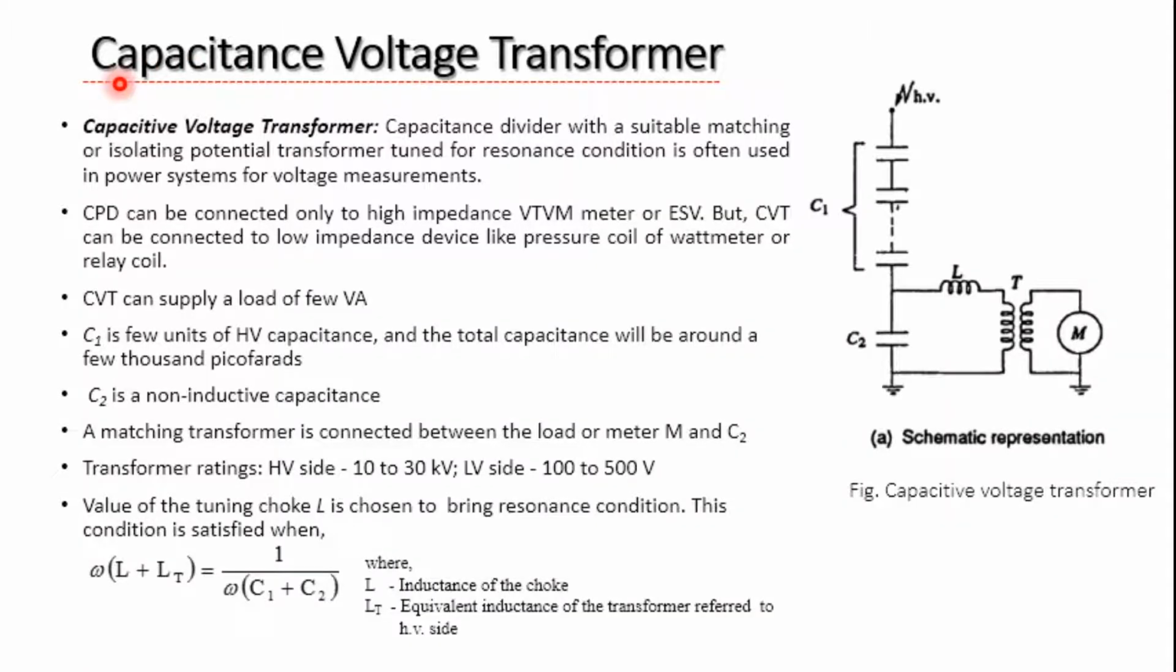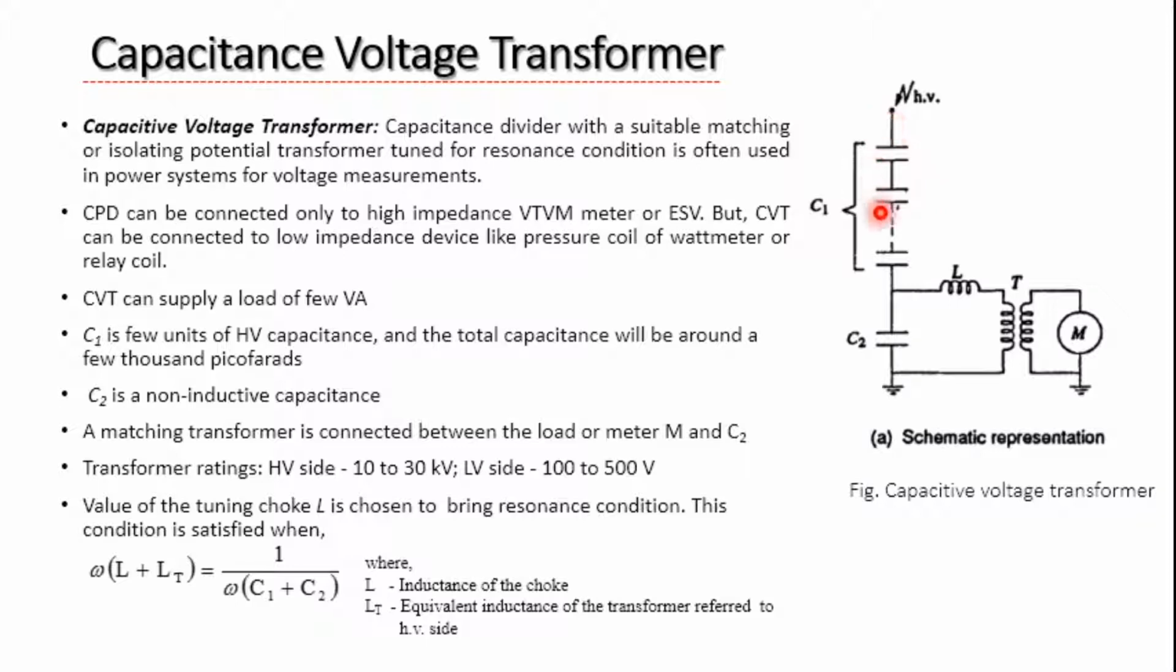Next concept is capacitance voltage transformers. These capacitance voltage transformers, with a suitable matching or isolating potential transformer tuned for resonance condition, are often used in a power system for voltage measurements. So what is the difference between the previous one and this concept? You can see that.